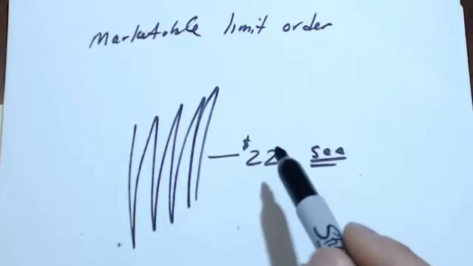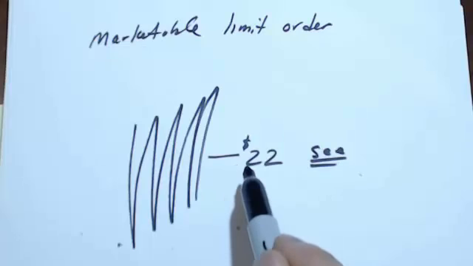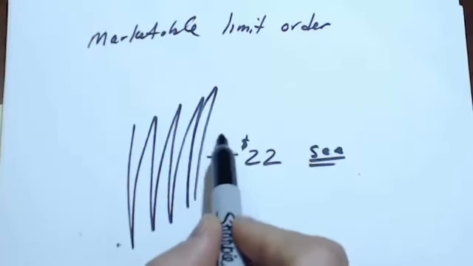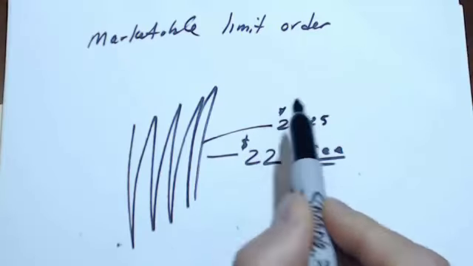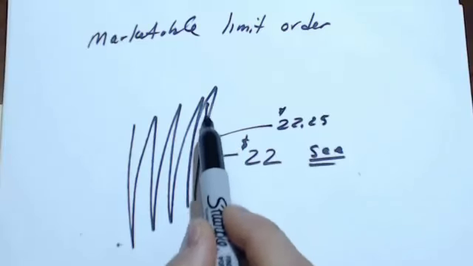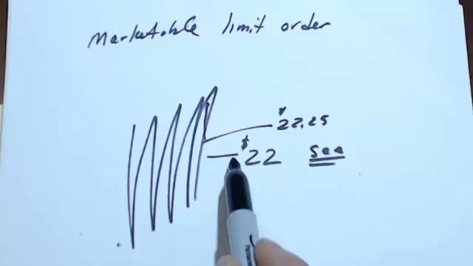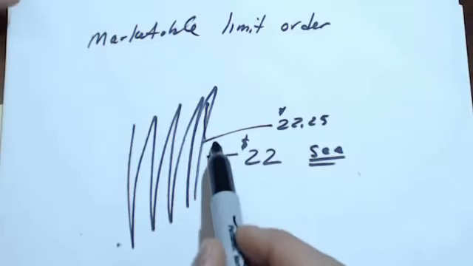So what you could say is, look, I'm happy with the price of 22. Or maybe I'm even willing to pay a little bit more. Maybe I'm willing to pay 22.25, let's say. But I'm not willing to pay any more than that. I don't want to pay up here. So what you can do is put in what's called a marketable limit order. What a marketable limit order means is that it has the ability to be executed now, but it limits your risk.